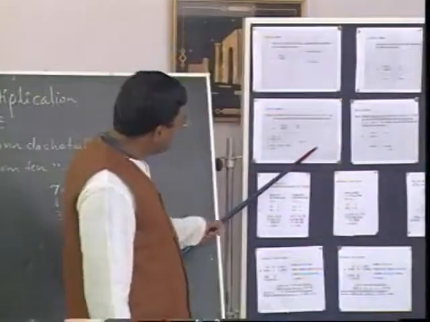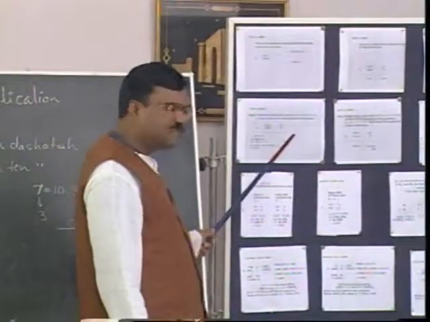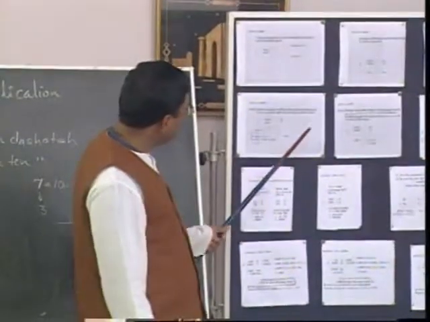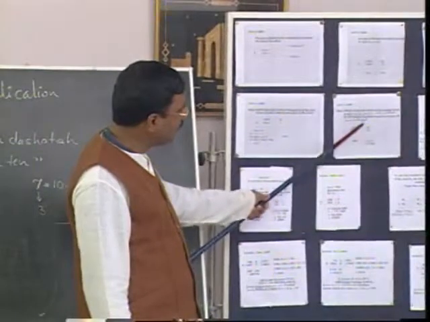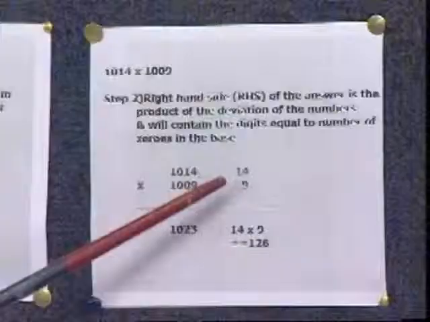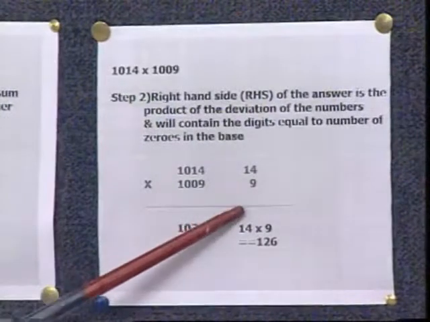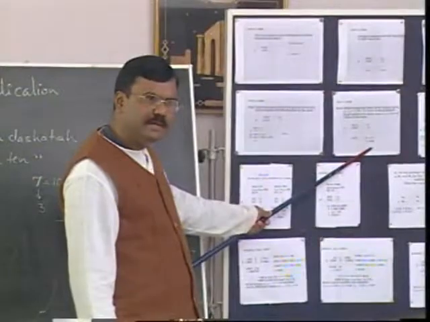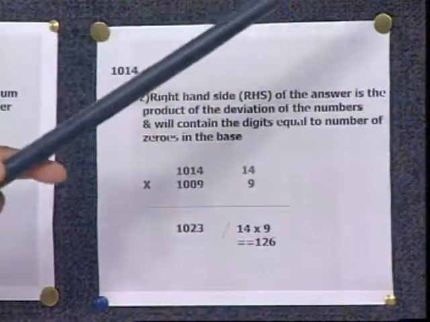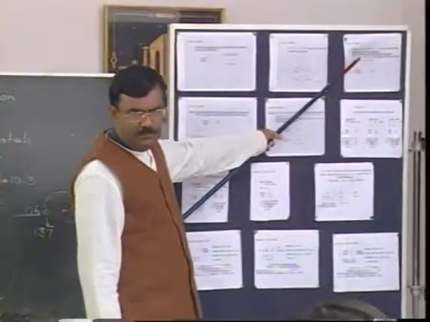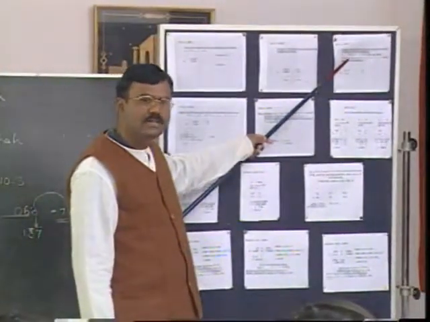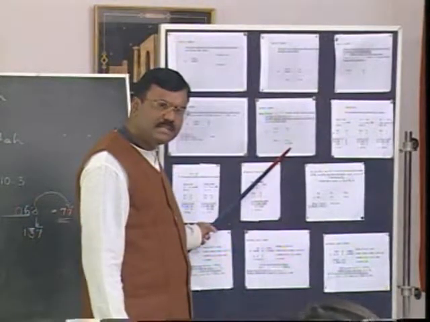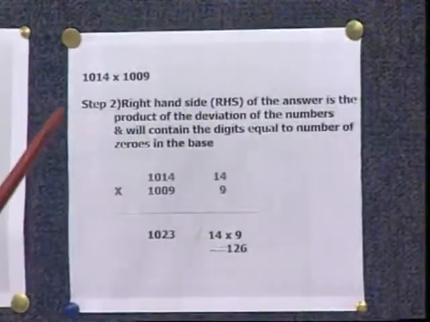To get the right part of your answer, how many deviations are there? 2. One is 14 and another is 9. You multiply only the deviations to get the right part of your answer. Now, the product of 14 and 9 is 126. 126 is a 3-digit number. Our base 1000 also has 3 zeros. Hence, 126 is the right part of the answer. Suppose you got only 2 digits.